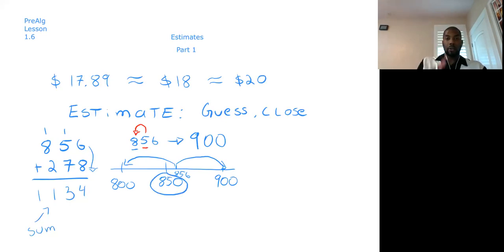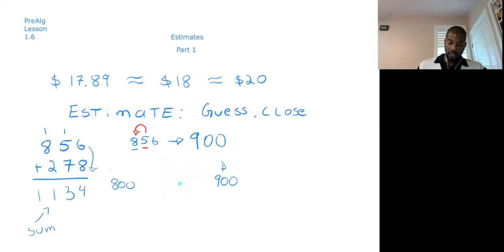The 50 mark or the 5 mark is usually how you determine. If it's 50 and greater or 5 and greater, it goes to the next highest number. If it's 49 and below, it's going to the lower number. So if this was 844, we would round down to 800, okay? So anyway, 856 rounds to about 900 because of the 5, and 278 has a 7 in the tens place, so the 7 is greater than a 5, greater than 50. That's 70. So the 2 will turn into a 3.